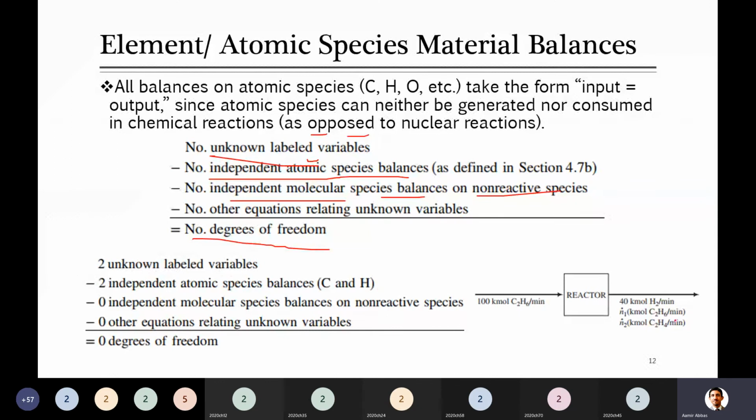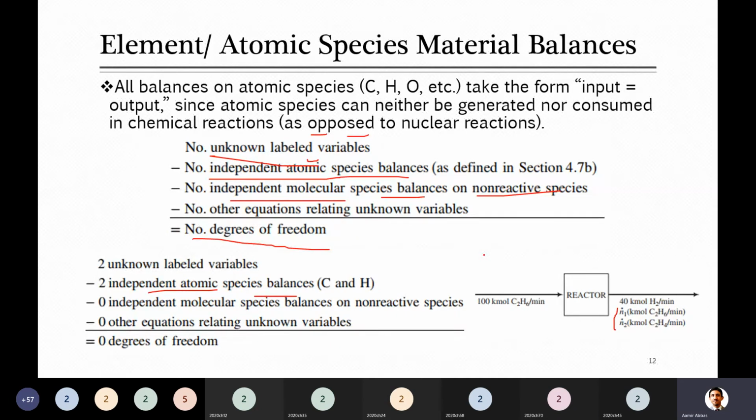First of all, in this system, as you are already well aware, there are two unknowns. Then how many independent equations do you have? Independent atomic species balances, that's for C and H. We already wrote it somewhere in the earlier slide. So C and H provide independent balances. We already know, we don't need to look at this again. Next, any molecular species which is not taking part in the reaction here. Was there any?